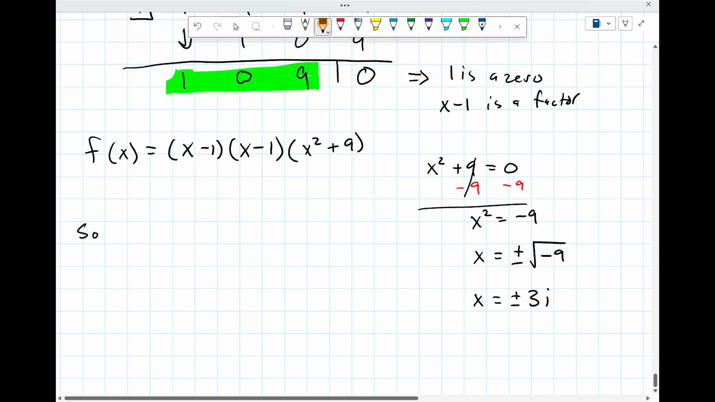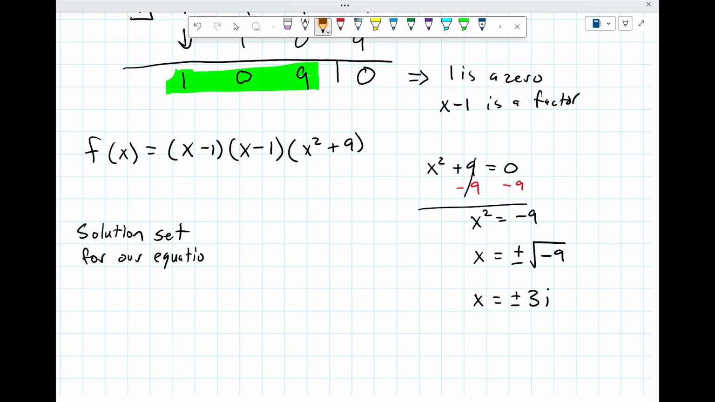Okay? So our solution set for our equation is just one number, 1. In other words, the only solution is x equals 1. That is the only real number that can solve that equation.